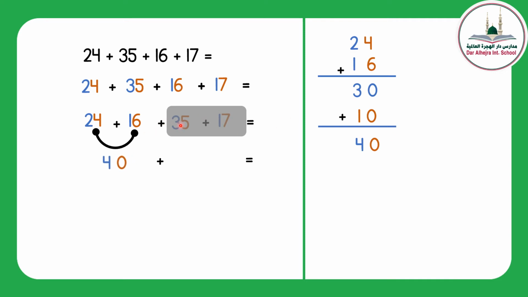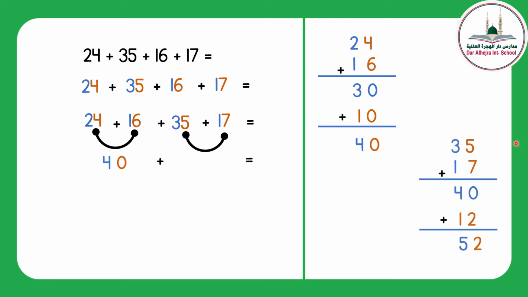Now I'm going to work on this part of the equation, that is 35 plus 17. I'll add them up like this. I'll copy 35 and 17. 30 and 10 makes 40, 5 and 7 makes 12. These are my partial sums. Then I'll add them together. 0 and 2 makes 2 and 4 and 1 makes 5. So my final sum of this step is 52. So I'll copy this 52 here. What I need next is to add 40 to 52.